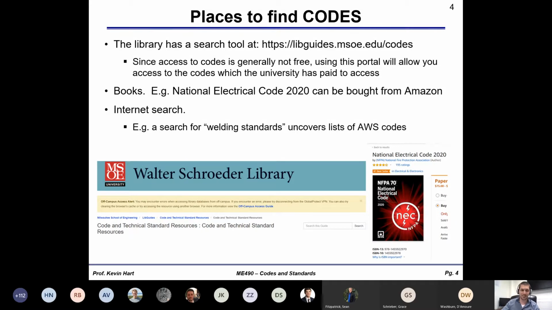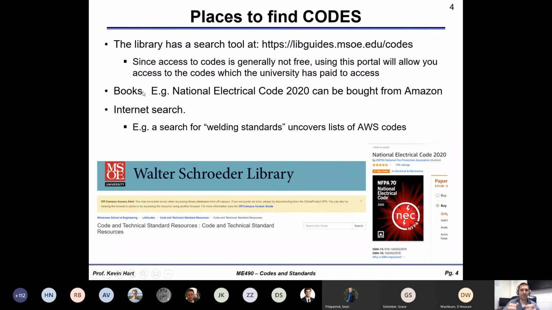So maybe that one's not so obscure. But what are the building requirements for rebar in Russia? Okay, well maybe that one you don't have access to, and you've got to buy it and maybe translate it. Yeah, so that's one resource.